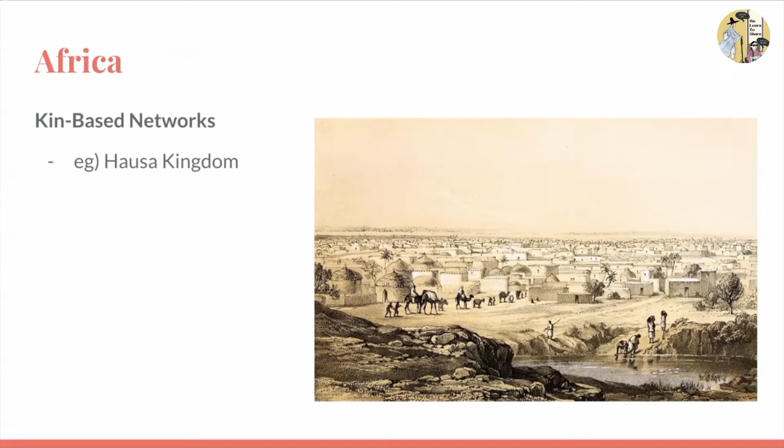An example of a kin-based network would be the Hausa Kingdom. Before the year 1000, the Hausa ethnic group was made up of 7 states, which were connected through kinship ties, instead of having a central government or authority.